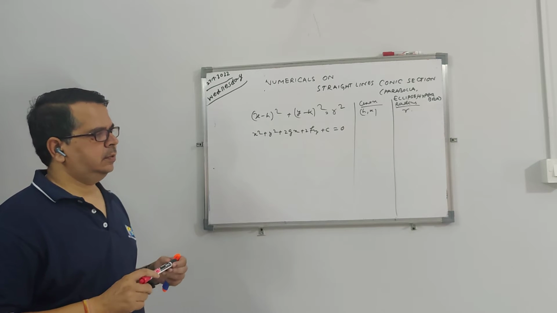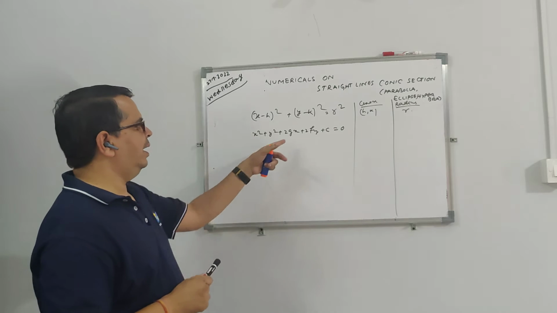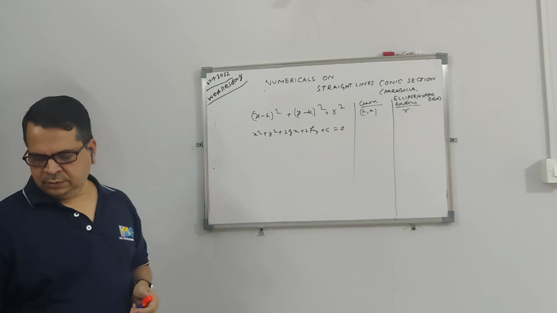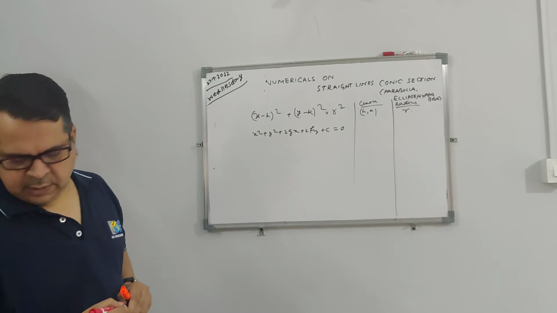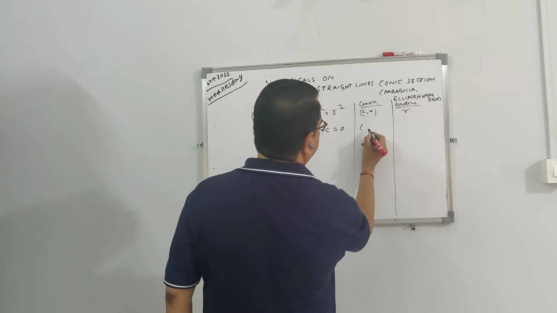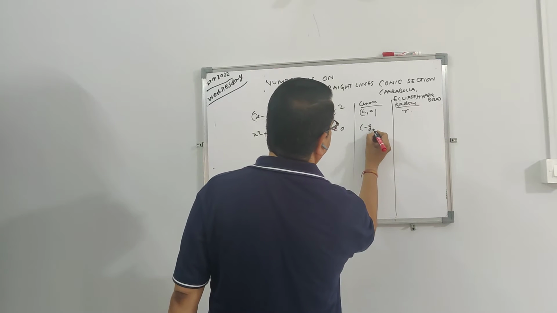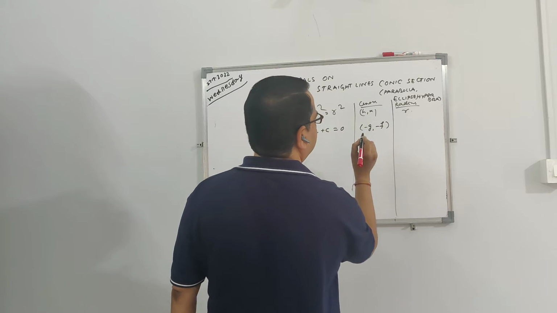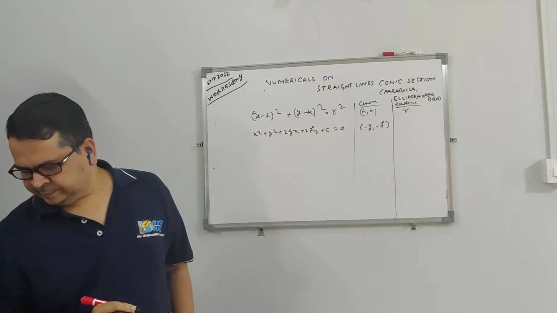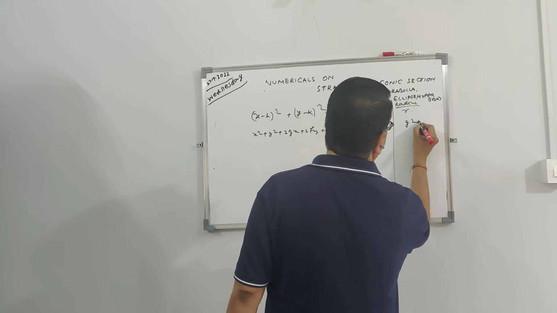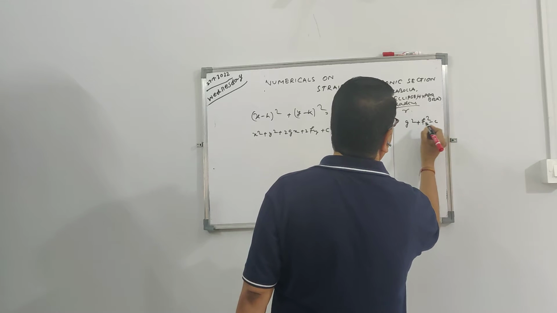So you may have the question why it cannot be an ellipse. That we'll see. So this is the equation of a circle, and here the center is minus g, minus f. Just remember, this is minus g, minus f. And its radius is square root of g square plus f square minus c.